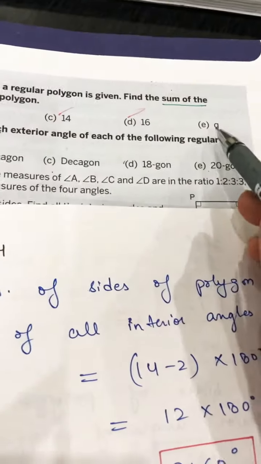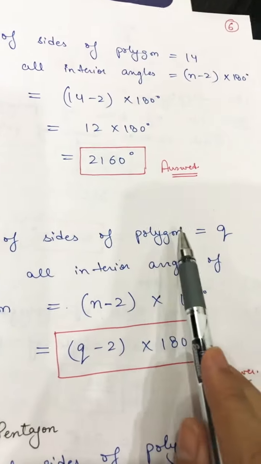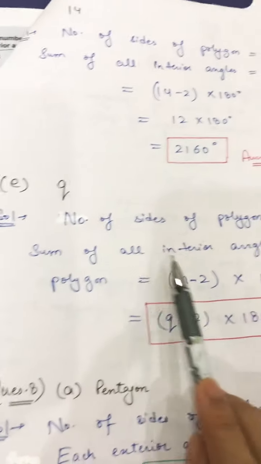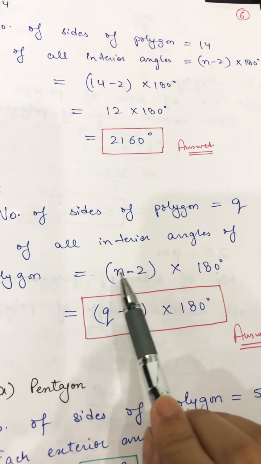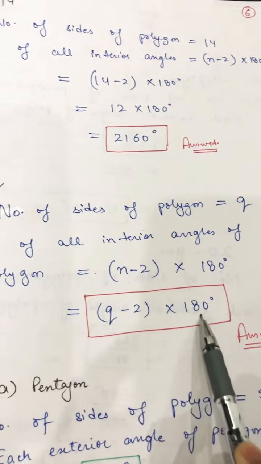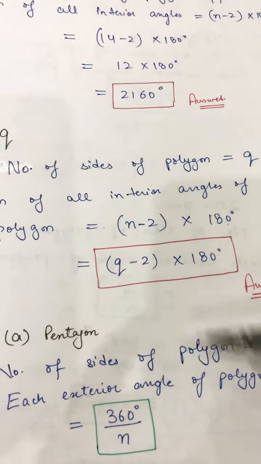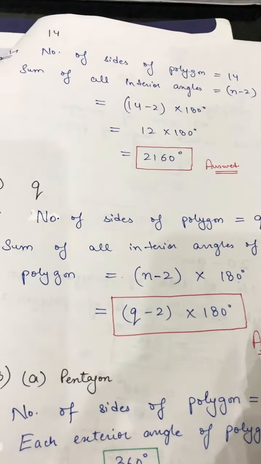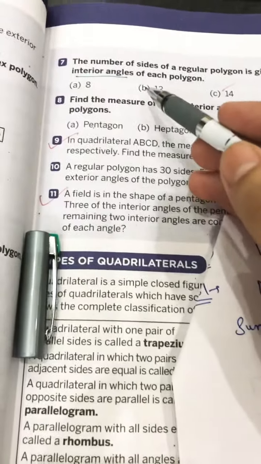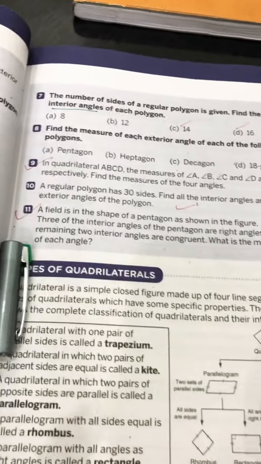Last, I'm doing the E part. In the E part the value is given in the form of the variable q. So how can you solve this? Number of sides of polygon is equal to q. Sum of all interior angles is equal to (n minus 2) multiplied by 180. Now put the value of n as q: (q minus 2) multiplied by 180. That's it, because you cannot solve this question further. There is no other step in this question, so this is the answer. So I have solved three parts. Now you have to solve parts B and D on your own. It is very simple. Do it very carefully.